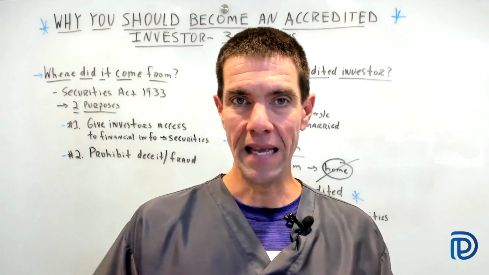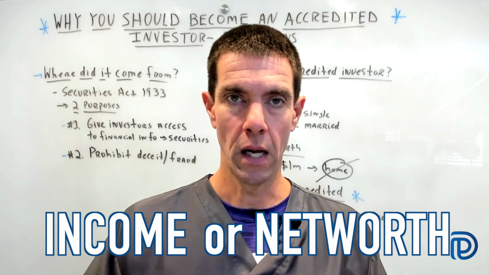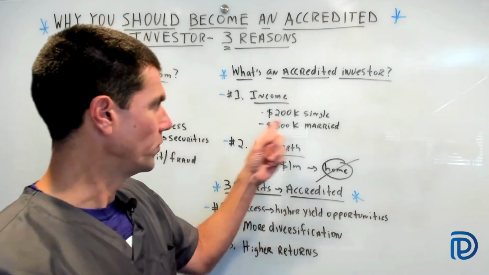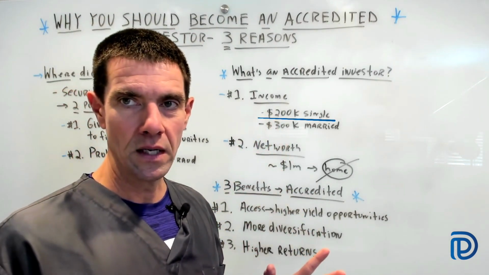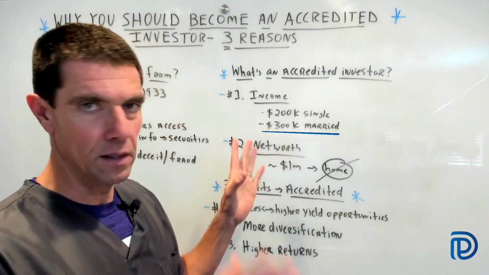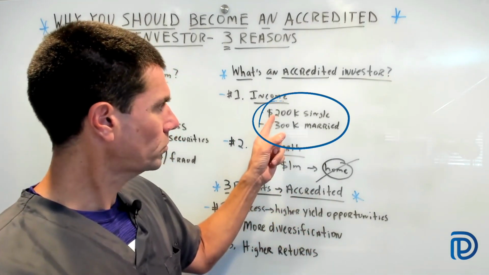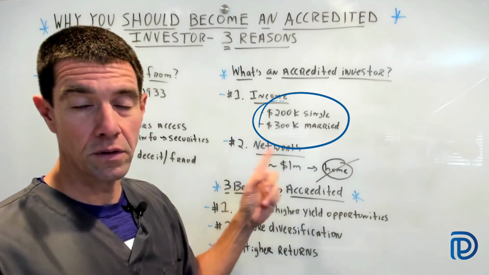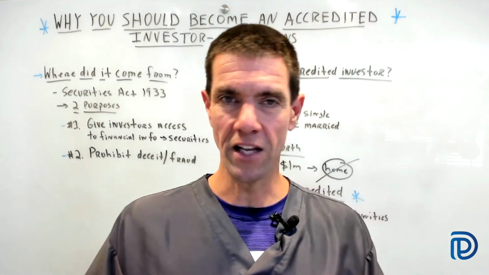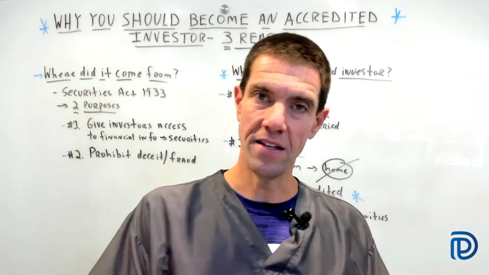Now, this is based on two things. It's either based on your income or it's based on your net worth. So let's talk about the income portion first. A person with an annual income, if you're single, of at least $200,000 in each of the two most recent years, okay? Or if you're married filing jointly, you make $300,000 a year. So $200,000 a year or more single, $300,000 a year or more married filing jointly. There must also be a reasonable expectation that you're going to make this same level of income in the current year. All right, so that's the income part.